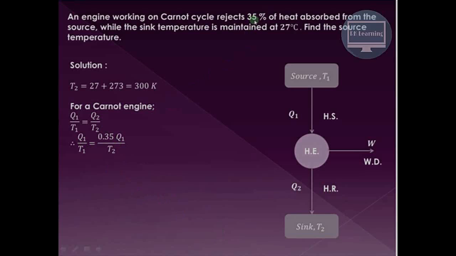Now it is given in the example that 35% of the total heat that is supplied is rejected. So Q2 is nothing but 0.35 times Q1. So we can cancel out Q1 from the left hand and right hand side. So we can say that 1 upon T1 is equal to 0.35 divided by T2. Or in other words, T1 is equal to T2 upon 0.35. So that value comes out to be 857.14 Kelvin. Convert that value into centigrade also. So subtract 273 from this value, and the temperature in centigrade is 584.14.